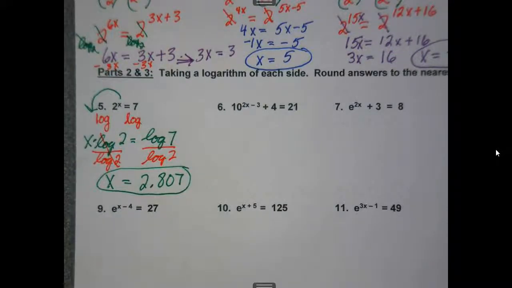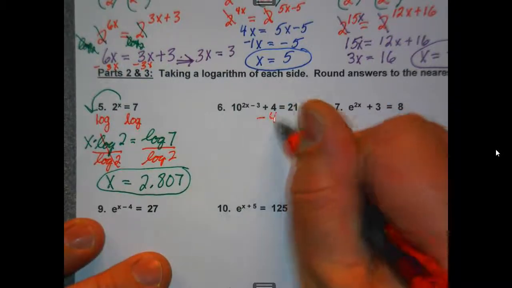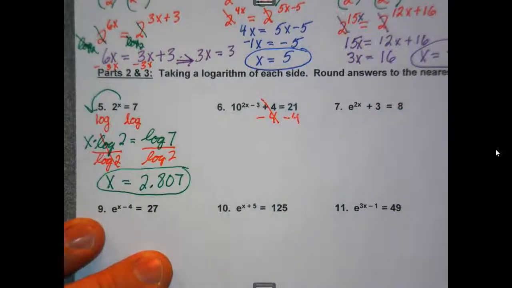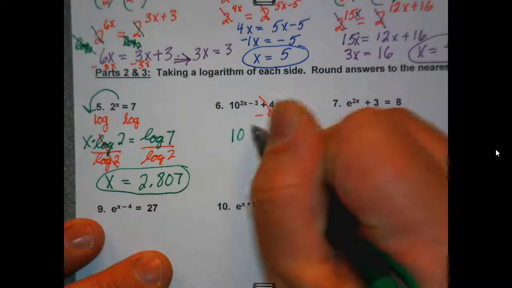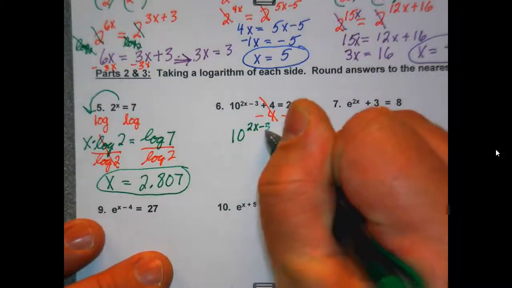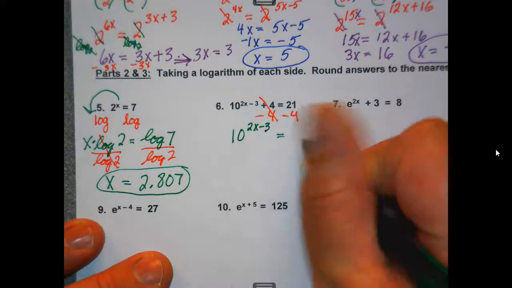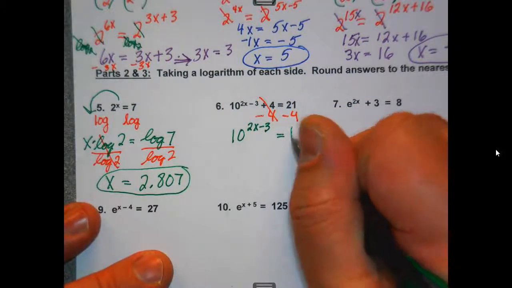Number 6. I have to find x, right? What am I going to do first here? If I have x plus 4 equals 21, what do you do first to solve for x? Subtract it, right? So I'm going to subtract the 4. Okay, so I get my x term by itself. I get 10 raised to the 2x minus 3 equals 21 minus 4, which is 17.